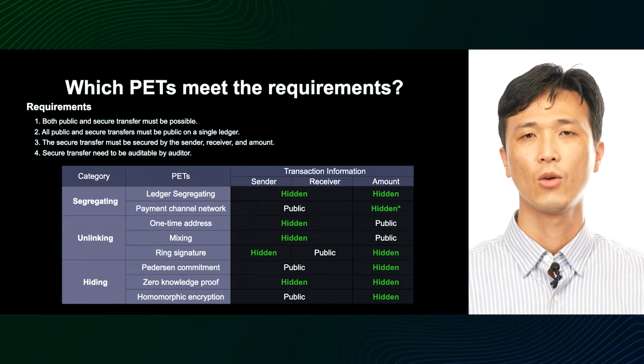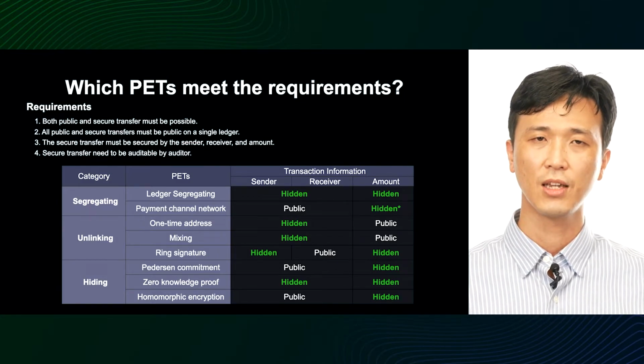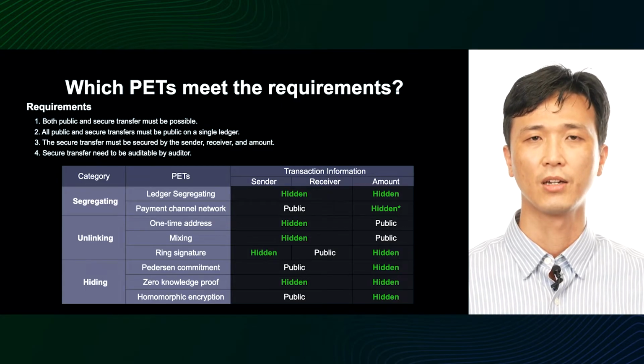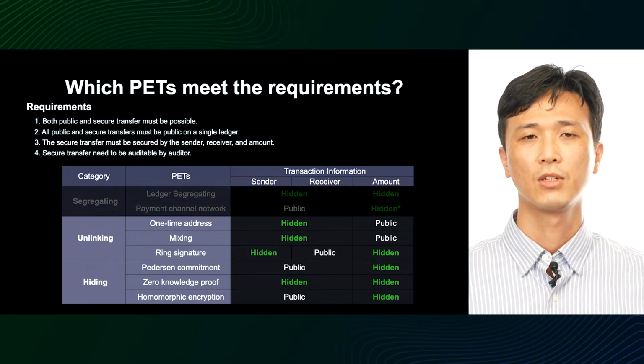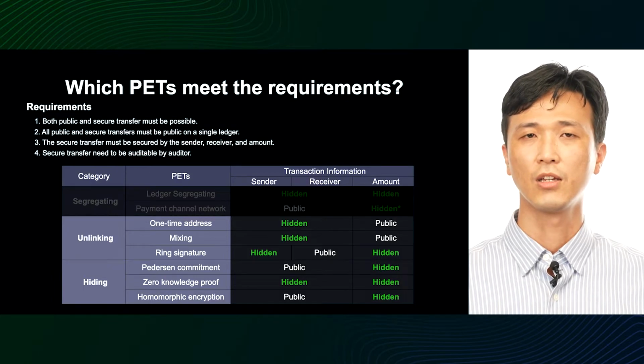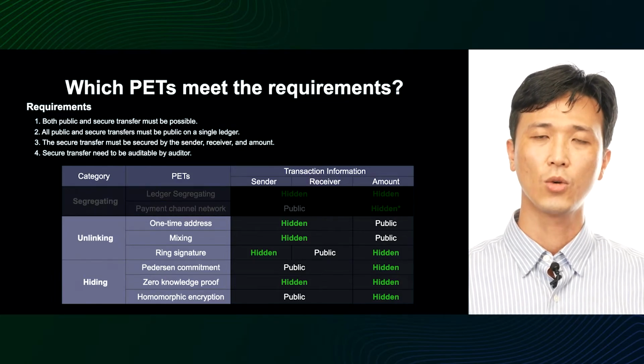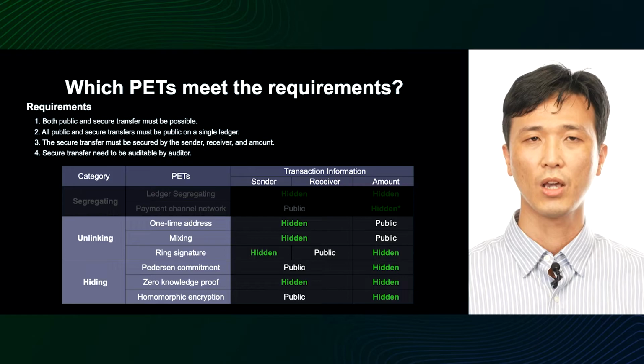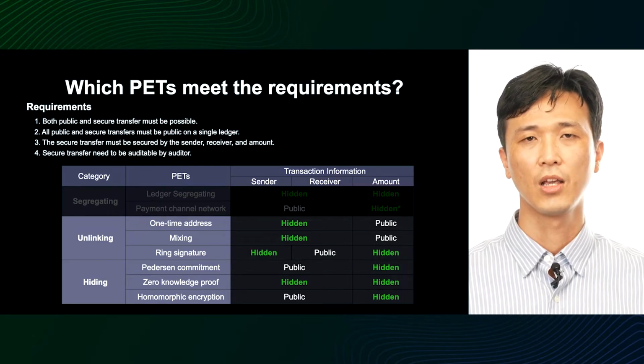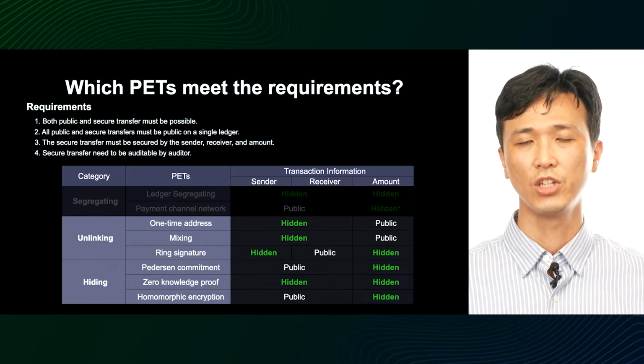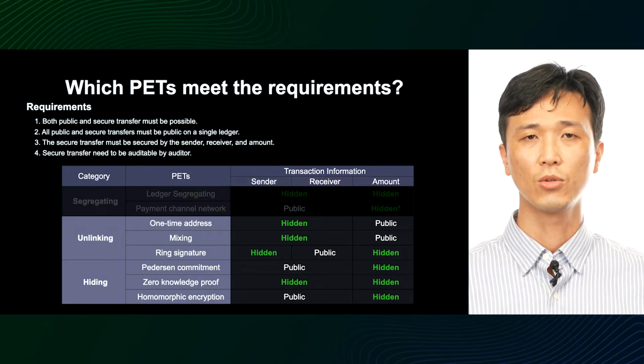So for the second requirement, segregating cannot be applied. Segregating cannot be applied because not all ledgers are open to all users and all nodes, but are segregated into private and public ledgers, or segregated so that only the trading parties can see them.